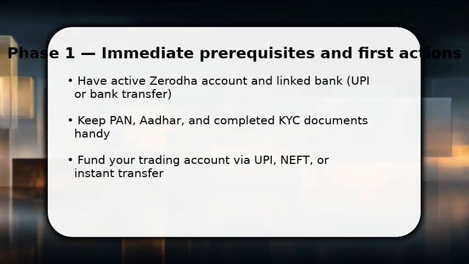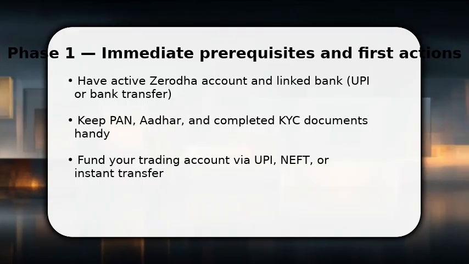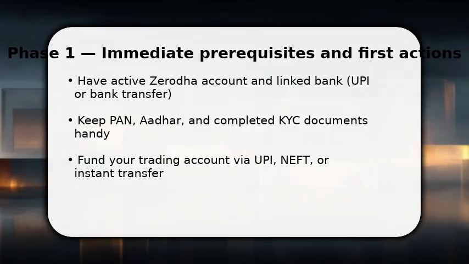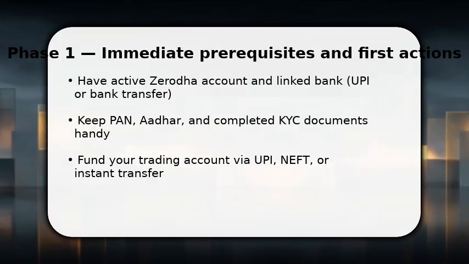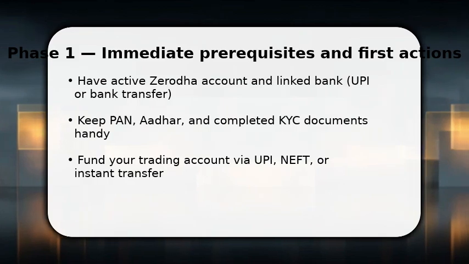Make sure you understand your available cash versus margin. That tells you how many shares you can buy. This step minimizes failed orders and ensures you pay attention to limits, brokerage, and taxes before you move on.